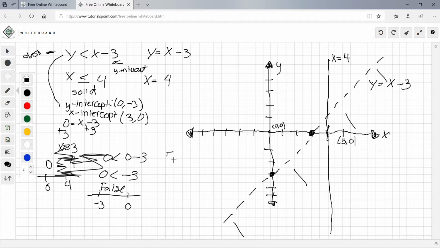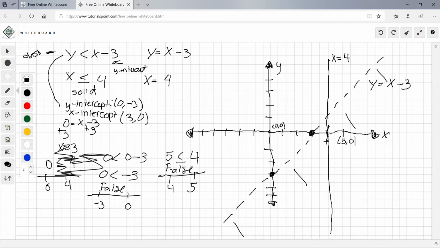So is 5 less than or equal to 4? Here's 4. Here's 5. Is 5 less than 4? No, right? It's false. 5 is greater, so it's false. So we got this point. We said it's false, so we have to shade it on the other side.